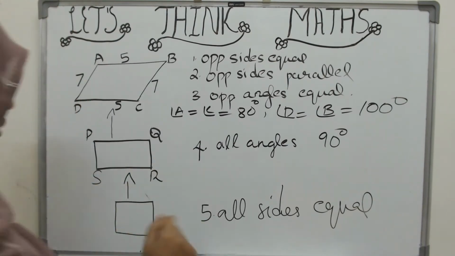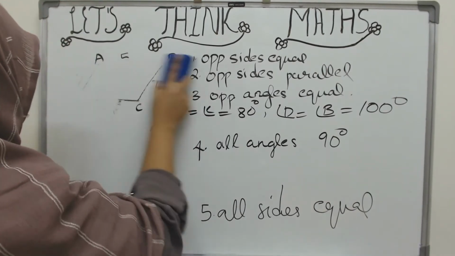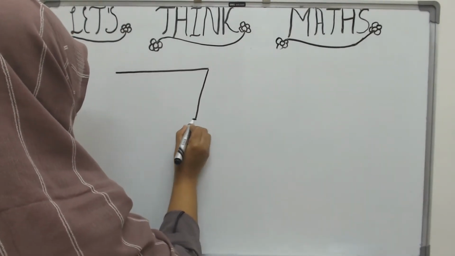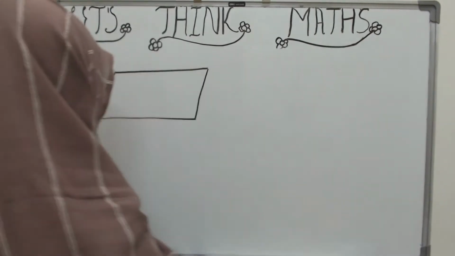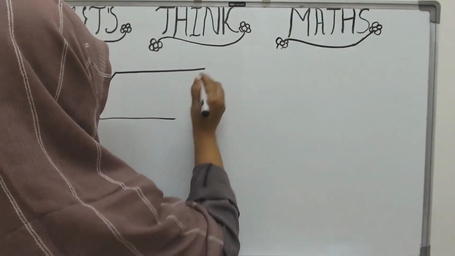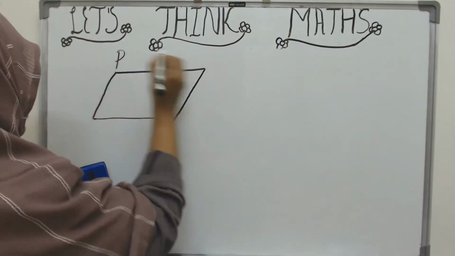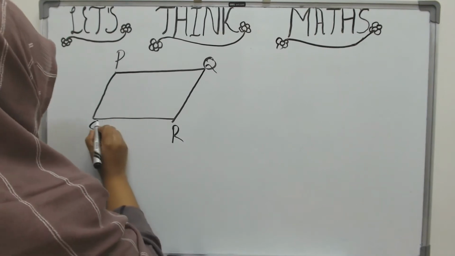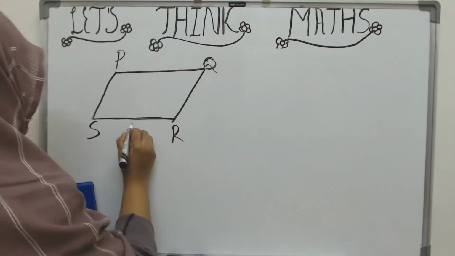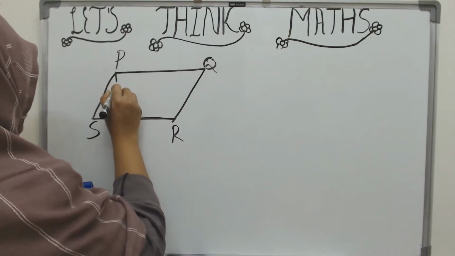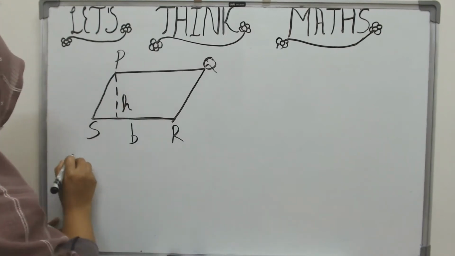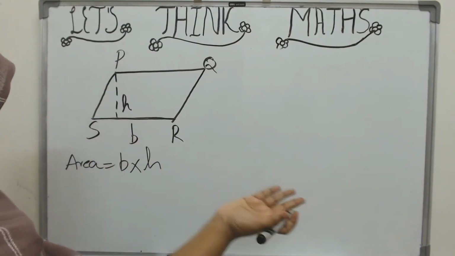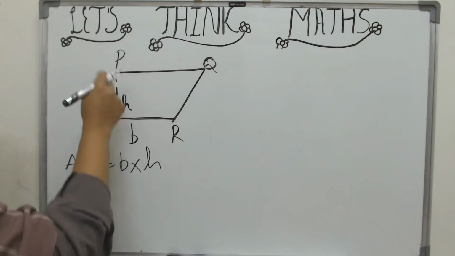Now we come to the topic on hand, which is the area of a parallelogram. Consider a parallelogram PQRS. Remember, the vertices have to come in order. Then, if this length RS is, suppose, B and its corresponding height is H, then the area is B into H. Now, what does this H mean? You know what the B is, right? It is any side. So what is this height that we are talking about?